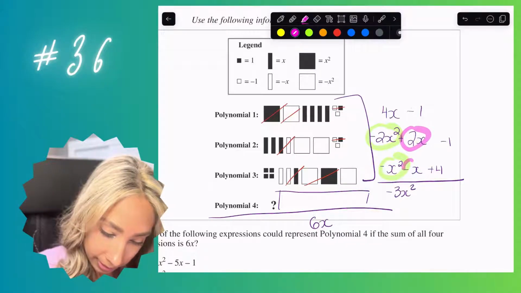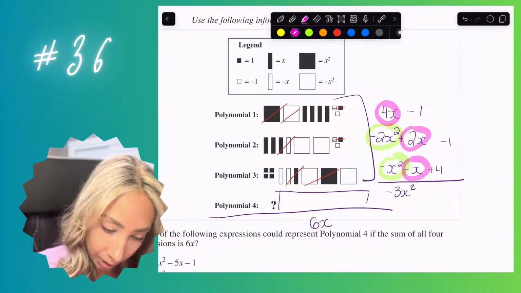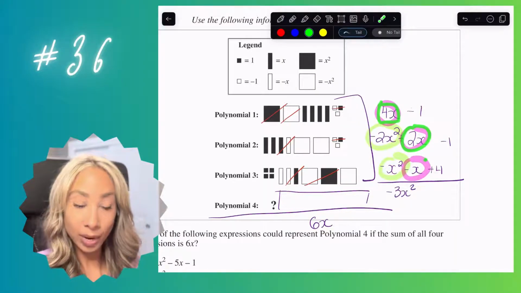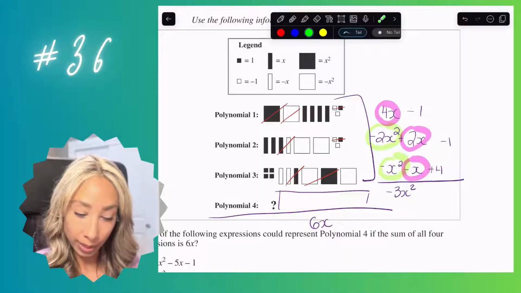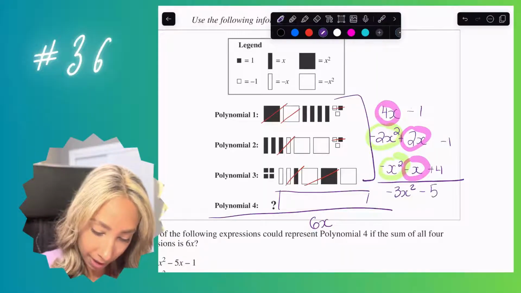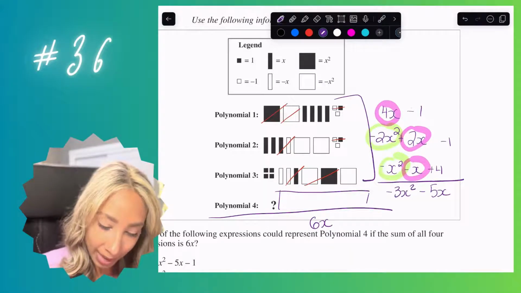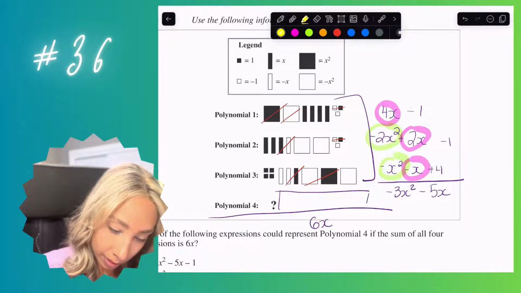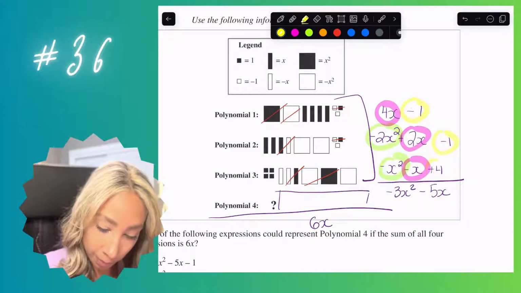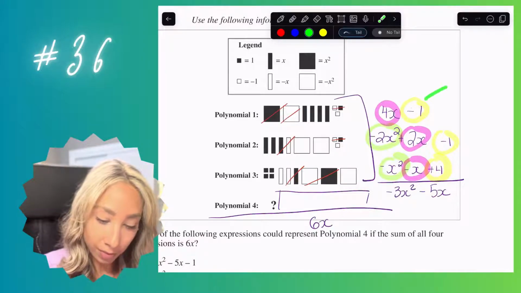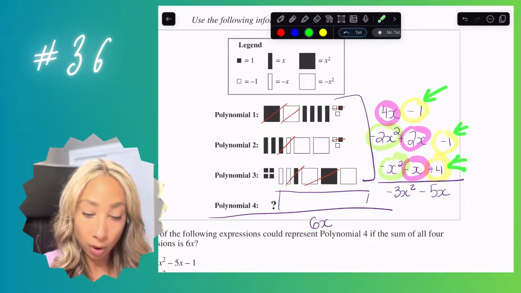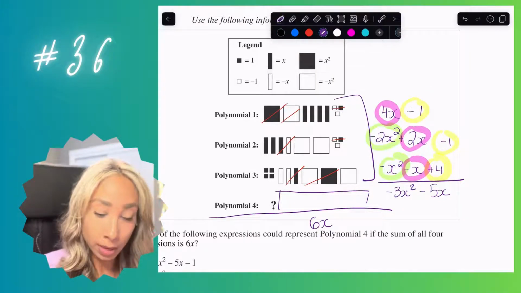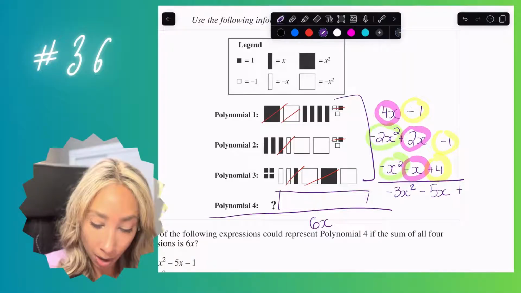With my x's, I've got 4 positive and 2 positive and 1 negative, so that's going to leave me with 5x. There we go. And finally, my last one is negative 1 and negative 2 plus 4. So for this one, I've got 2 negative things and I'm adding 4 positive things. So 2 of those negatives will cancel out with 2 of those positives, leaving me with positive 2.